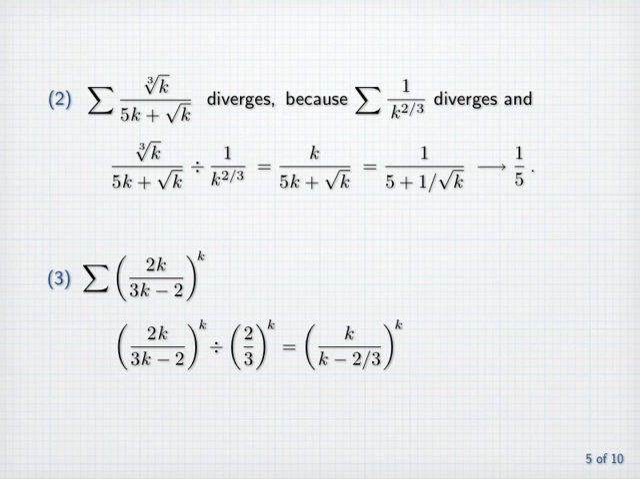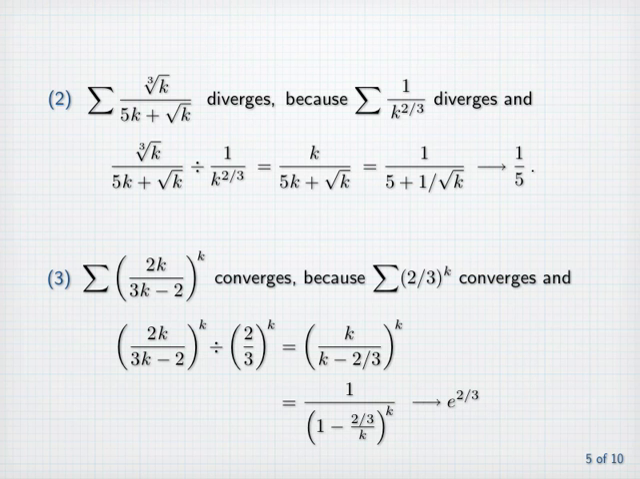This is the reciprocal of the kth power of 1 minus 2/3 divided by k. Now let's recall that the kth power of 1 plus x over k approaches e to the x as k goes to infinity. So the denominator here approaches e to the minus 2/3, and therefore the quotient approaches e to the 2/3 power. So now we conclude that our series converges by the limit comparison test with the convergent geometric series, the sum of 2/3 to the k.